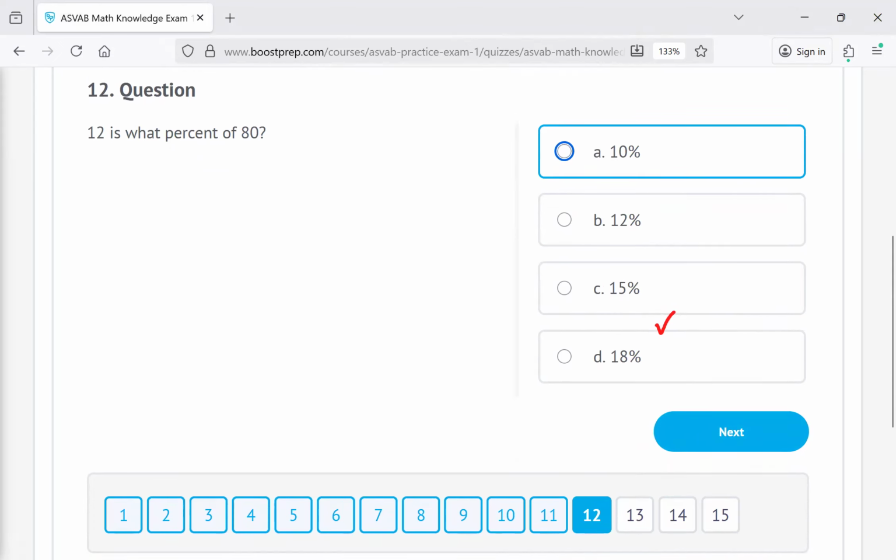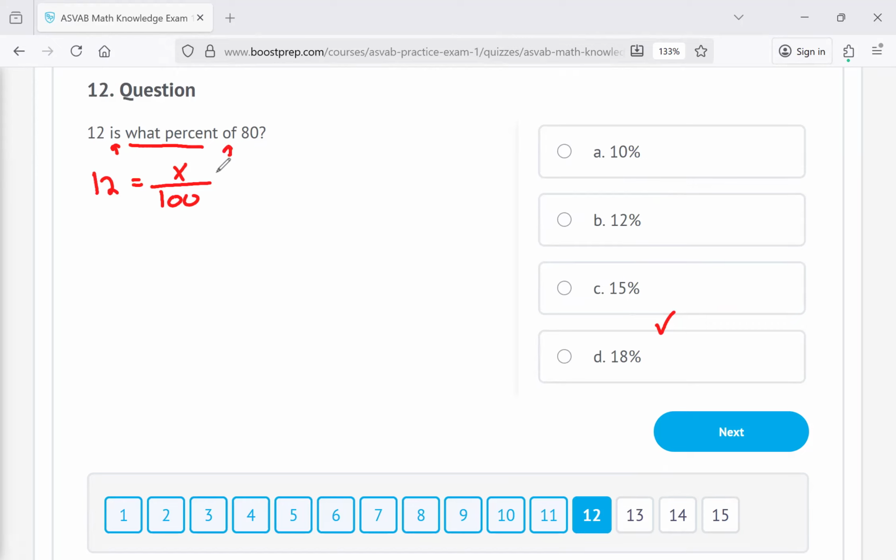Okay, this one, another percentage problem. So let's figure out what we do. 12 is what percent of 80? So 12 is going to be 12. The word is is going to be equal. What percent? So what is an X? Remember we said we can write percent as a fraction, so you can say X over 100. The word of means multiplication, or you could put parentheses, 80.